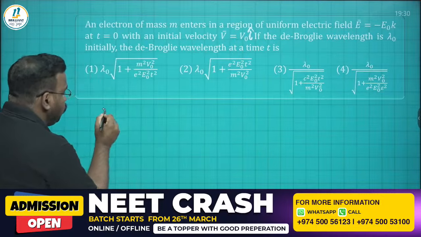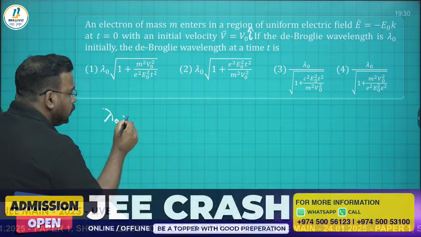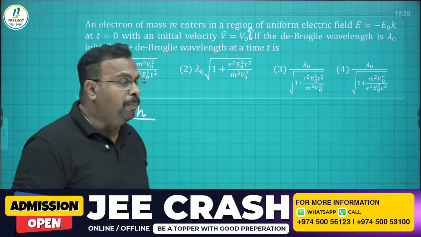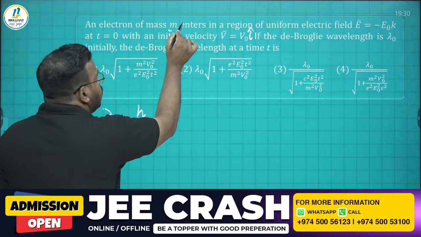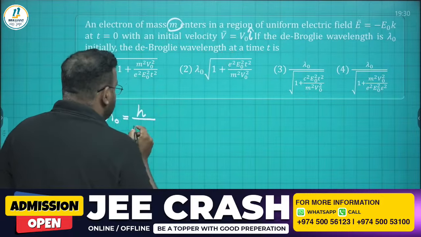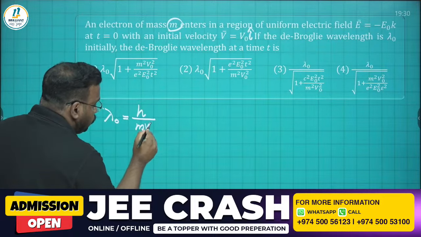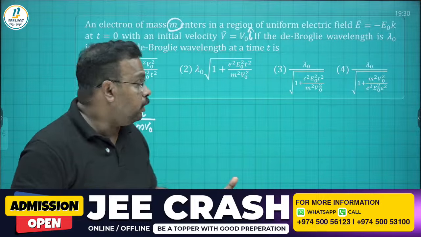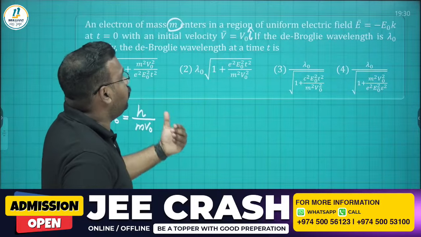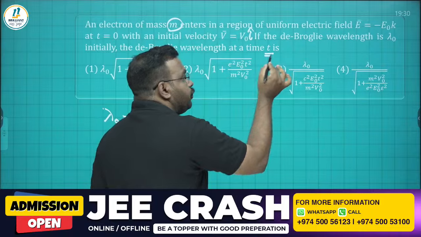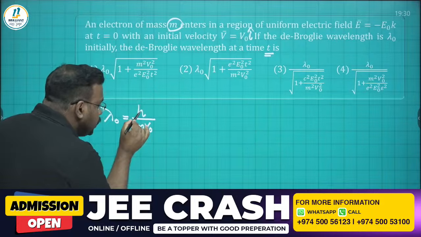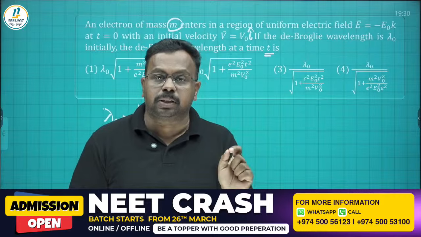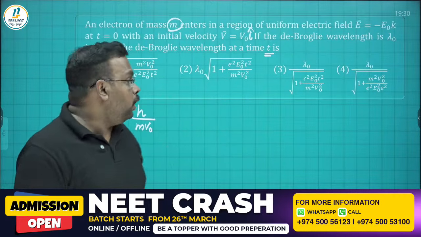So let me write the formula for de Broglie wavelength. Lambda naught is equal to h by p, where p is its linear momentum. Mass is given as m. Velocity is v naught, so what can I write? m into v naught, m v naught. Now we have to find the de Broglie wavelength after a time t. After a time t, there is no change in h, there is no change in mass. The only change is possible in its velocity.